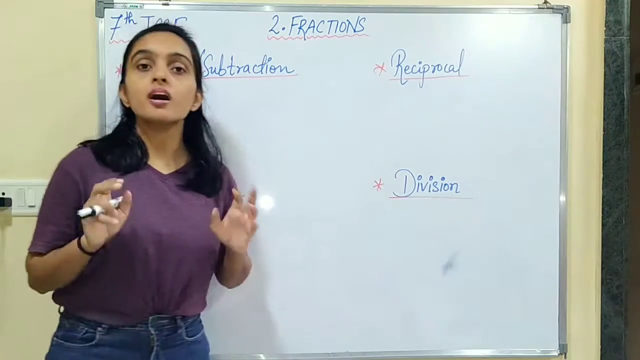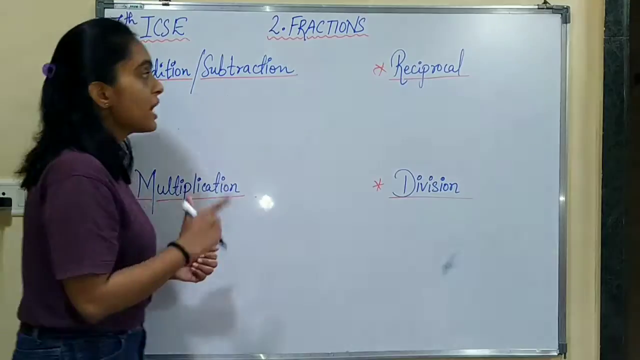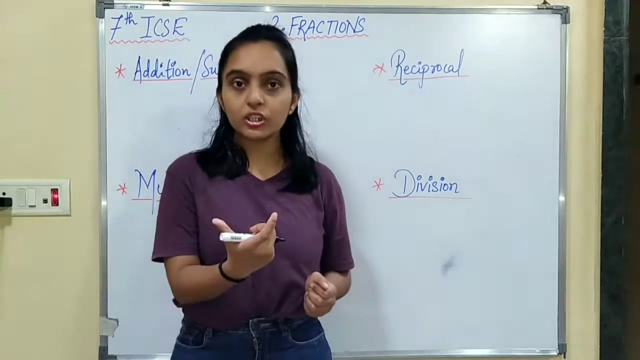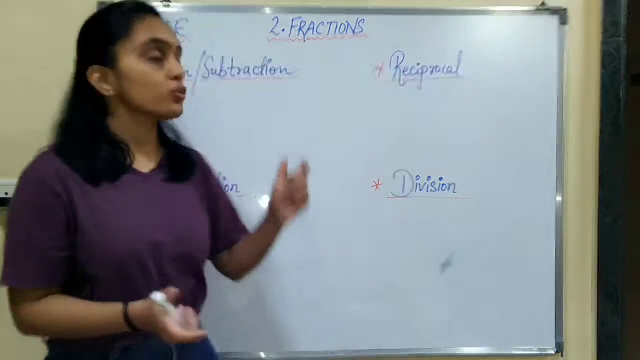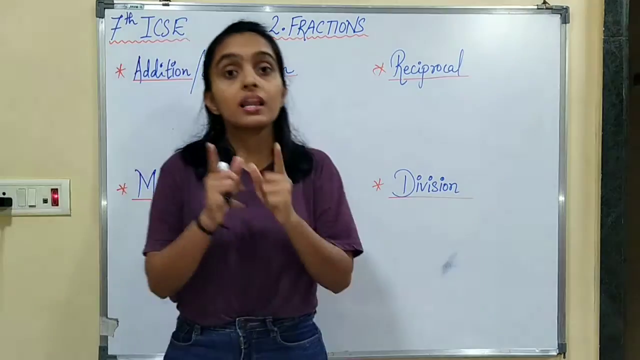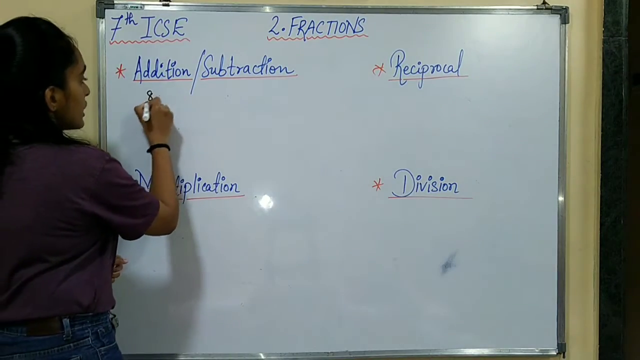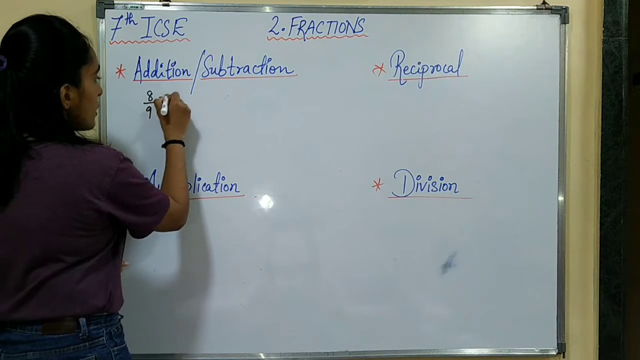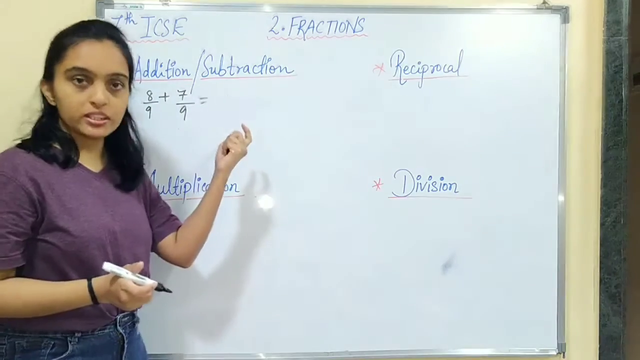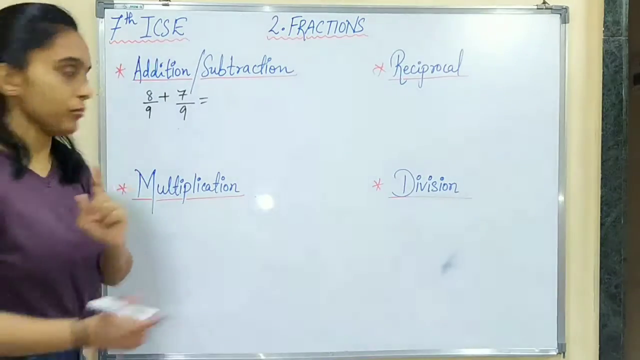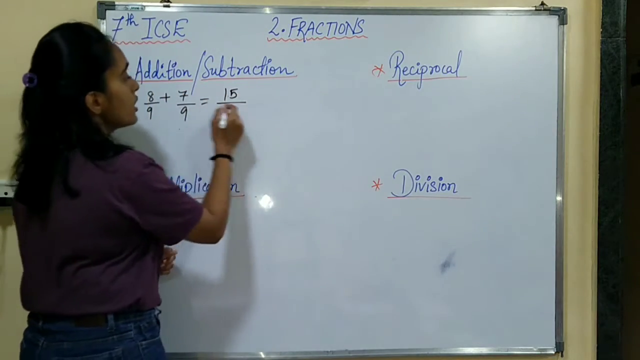Addition or subtraction of fractions. We had already studied what are like fractions and what are unlike fractions. Like fractions are the fractions with the same denominator and unlike fractions are the fractions with different denominators. So for addition and subtraction of like fractions, we have to just add the numerators. For example, if I have 8 upon 9 plus 7 upon 9, we have to just add the numerators and keep the denominator the same. So 8 plus 7 will be 15 upon 9.